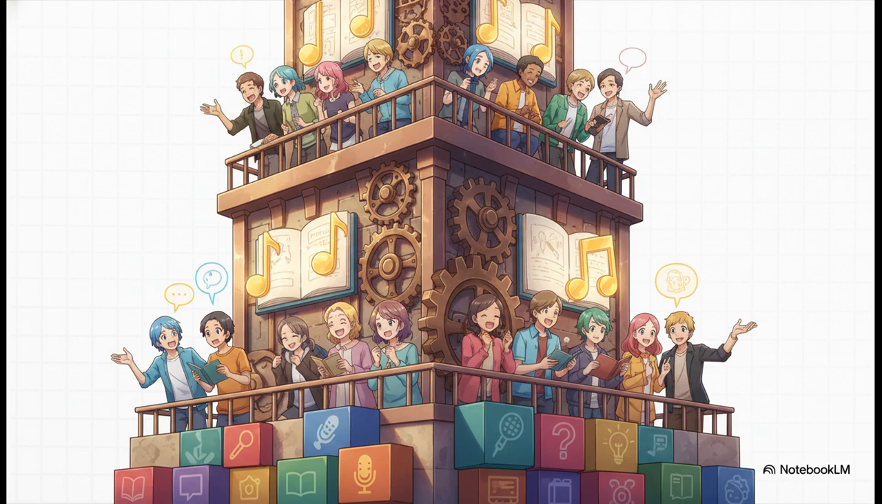So what this deconstruction really shows us is that effective language learning is a true act of construction. By carefully layering dialogue, rhythm, and stories, this method doesn't just teach rules. It builds a strong, flexible structure for real-world communication. And it makes you wonder, what other complex skills could be built in this exact same way?